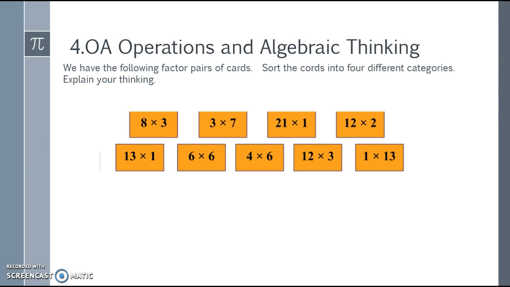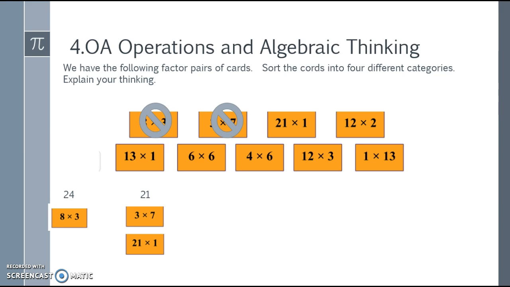I'm going to put them in order based on what they actually multiply to. So 8 times 3 is 24, so I created a 24 category. 3 times 7 is 21, so I created a 21 category. 21 times 1 is also 21, so I can put that card in the 21 category. 12 times 2 is 24, so I'll put that in the 24 category.